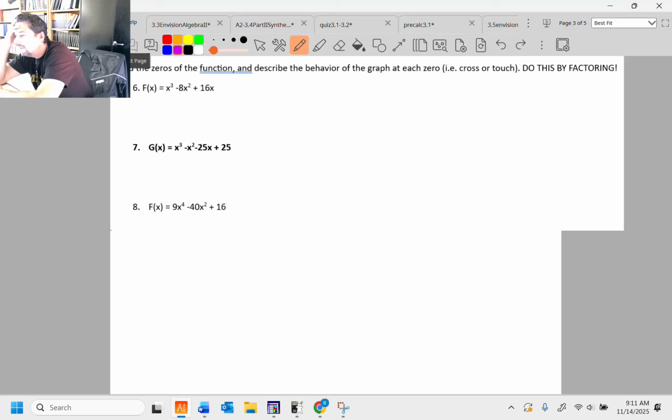Moving forward with my life, find the zeros of the function and describe the behavior of the graph at each zero. Do this by factoring. And this one is a factoring by grouping problem. The other two are not.